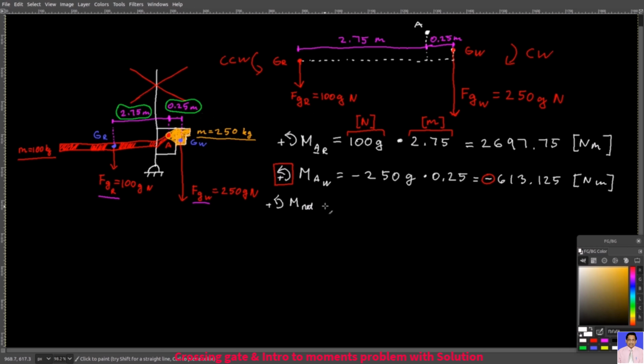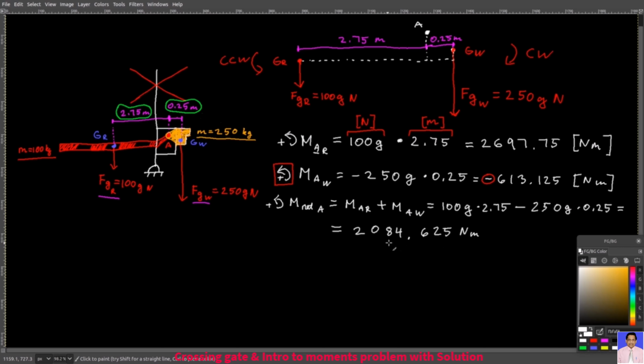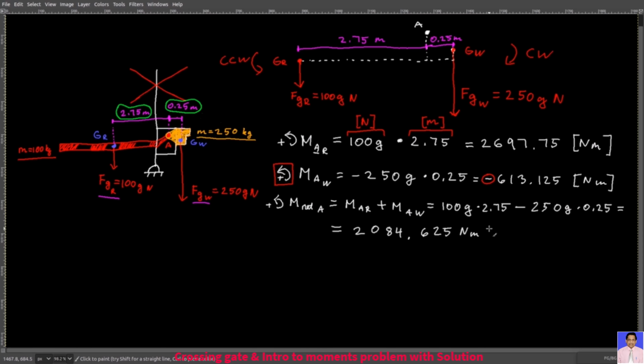And now, the net moment about point A equals the first moment that you have here plus the second moment, which is this one here. So this is the first moment, it's positive because it's counterclockwise, minus the second moment, which is negative because it's clockwise. That will give you 2084.625 newton meters, or approximately 2.084 kilonewton meters. It's better to express it in kilonewton meters here. And there you go. This is your net moment about point A.